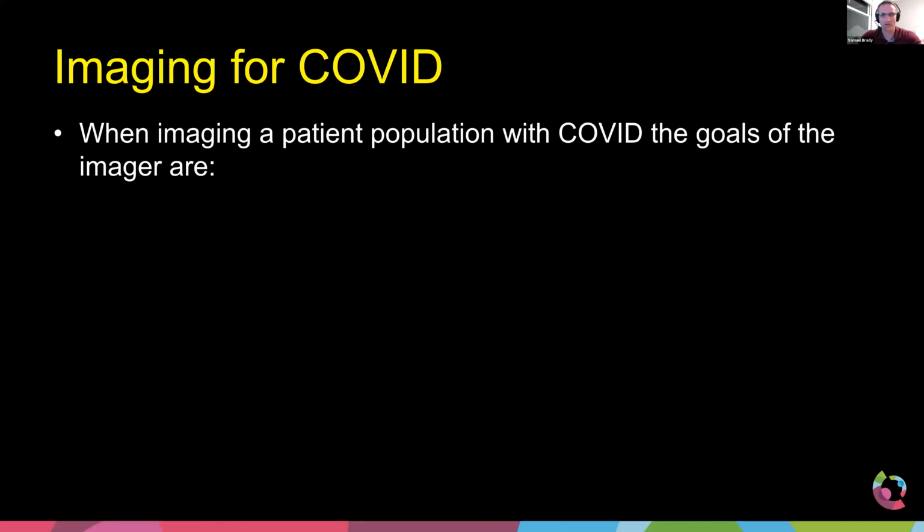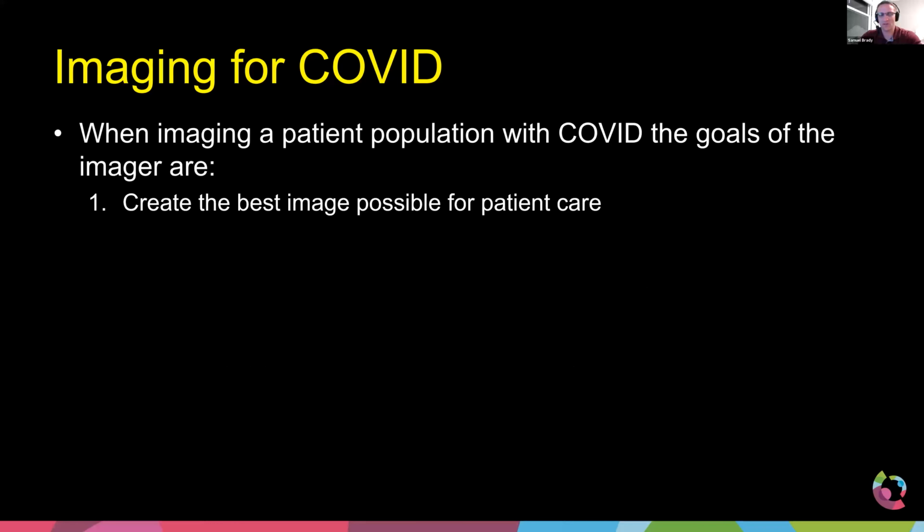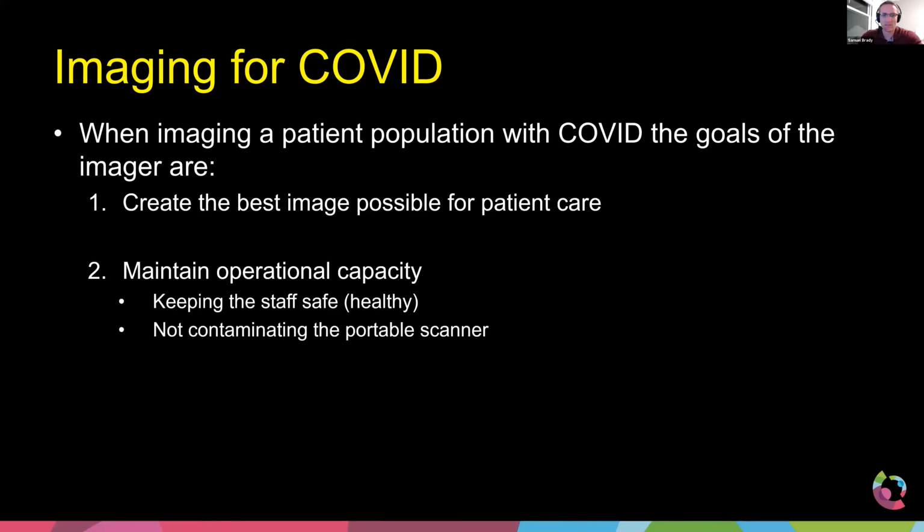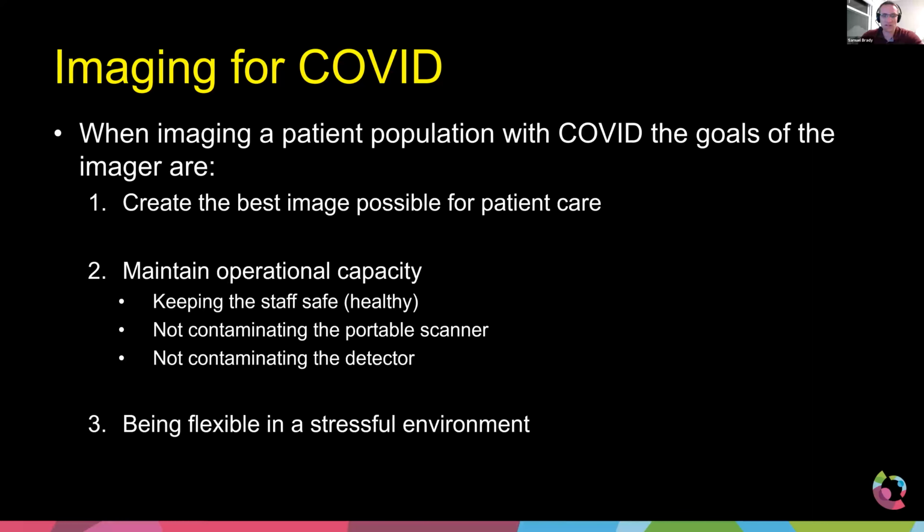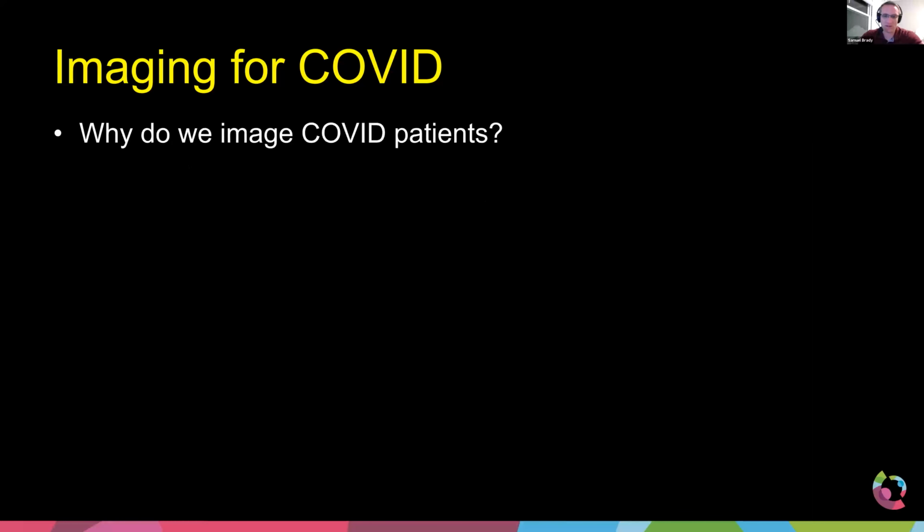So what are the goals of imaging for COVID? One, to create the best possible image for the best possible patient care. We understand that, right? Two, we need to stay operational. You, the technologist, can't get sick and go home and have COVID. We don't want that. And three, we can't contaminate our mobile unit, our detector, because if it gets contaminated, then we can't take it to the next patient because now it's a hazard. So we've got to keep you safe, keep the machine safe, keep the detector safe. And then obviously we need to be flexible.